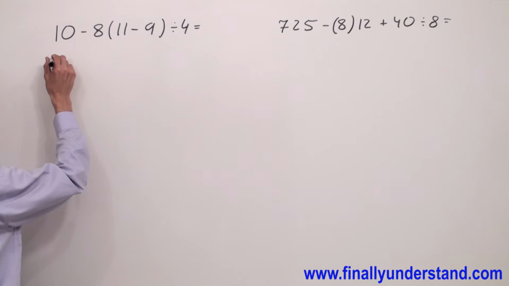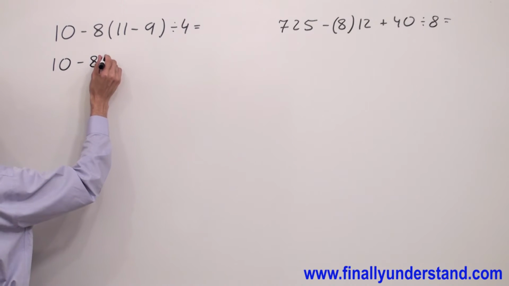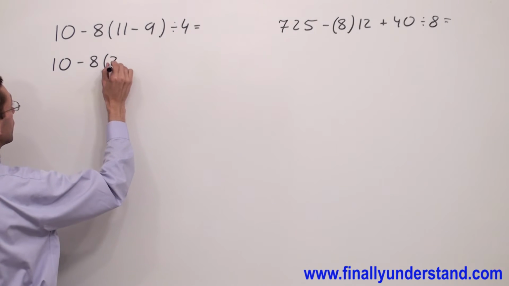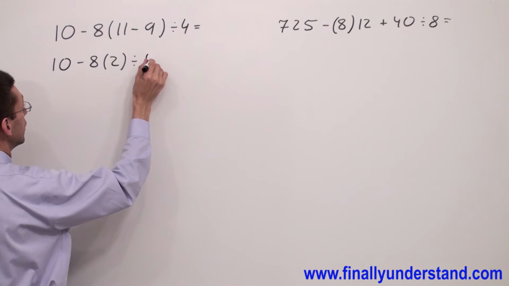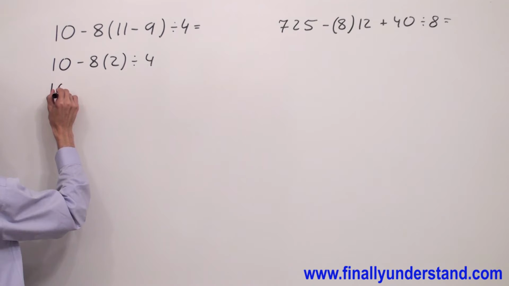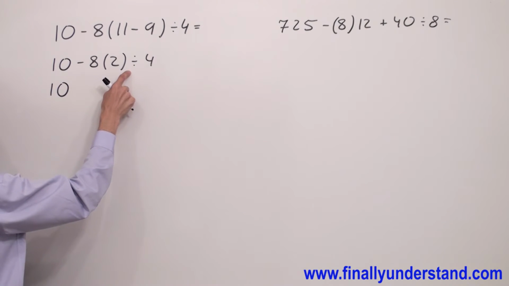So we have 10 minus 8. 11 minus 9 is equal to 2, and I have divide by 4. Next, copy down 10 because I have multiplication and division.